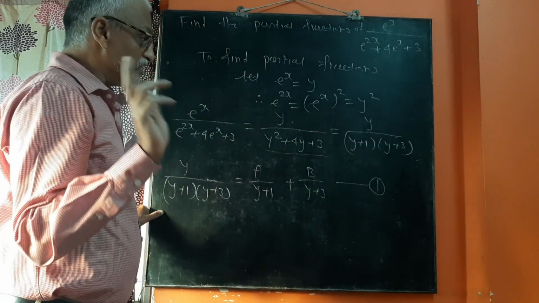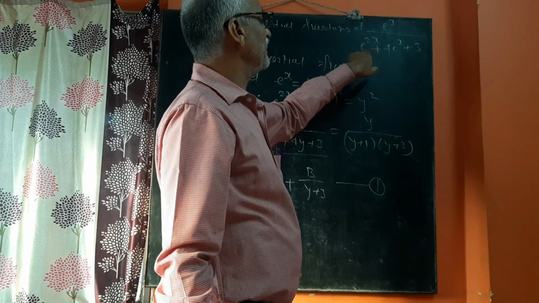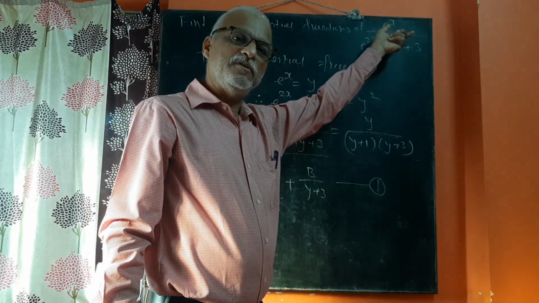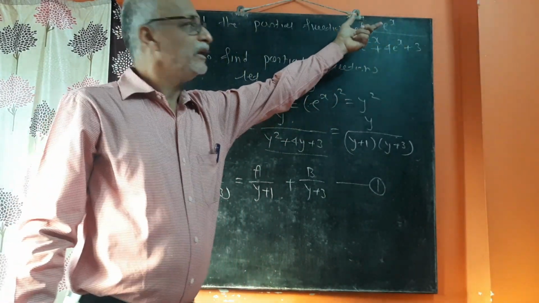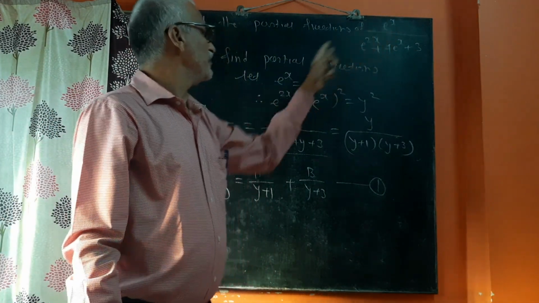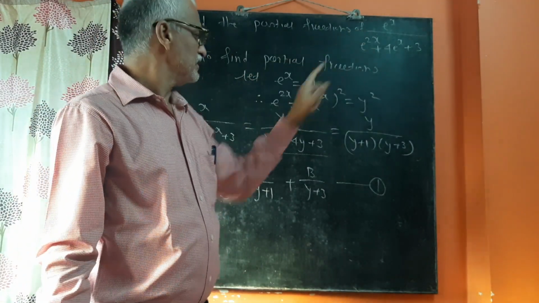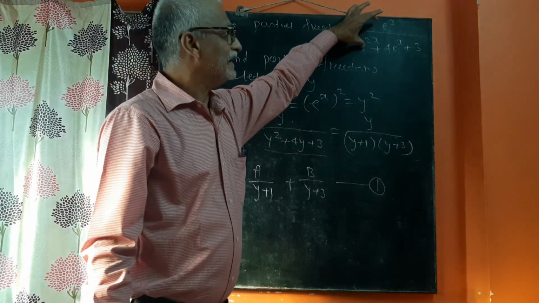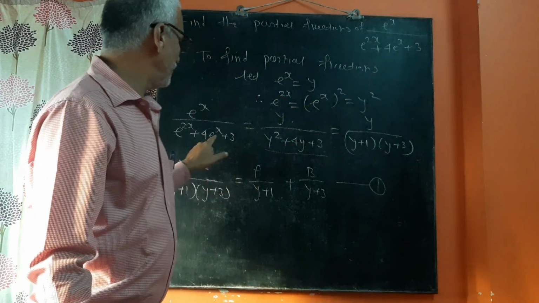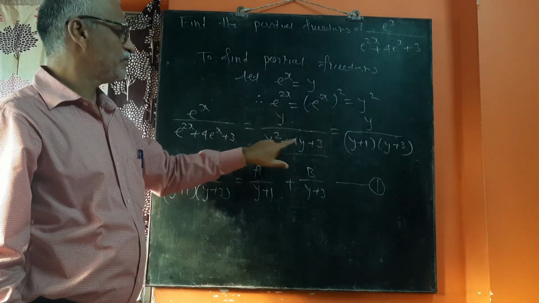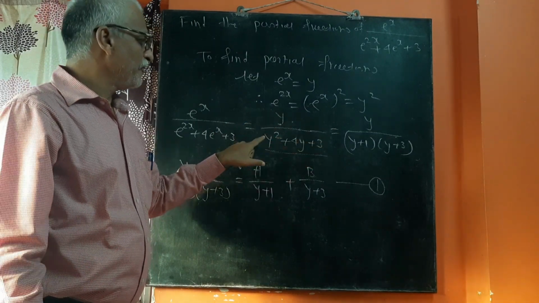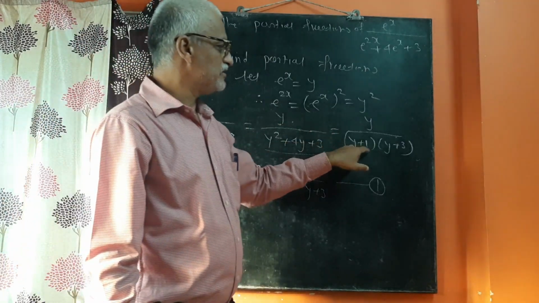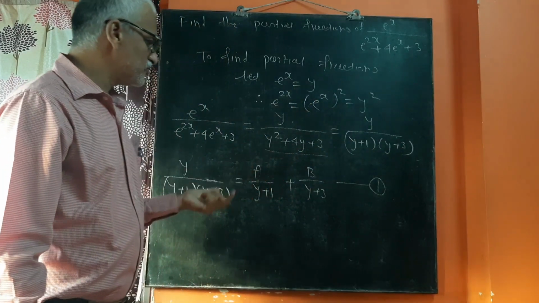See here. Initially we started with e raised to x upon e raised to 2x plus 4 e raised to x plus 3. Since this is not in the algebraic form, we have considered e raised to x equals y to get the algebraic form. So from that substitution, we have brought this into algebraic form, that means y upon y square plus 4y plus 3. But again, y square plus 4y plus 3 is a quadratic expression whose factors are (y plus 1) into (y plus 3). That means it belongs to the first case.